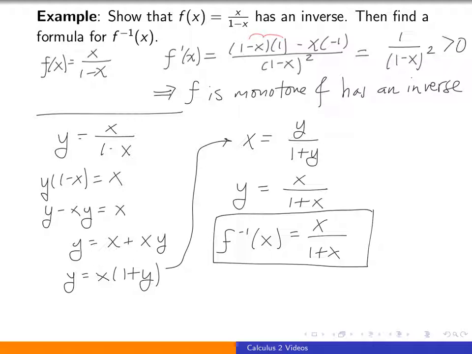So in summary, if a function is monotone, that would mean that, say here in this case, its derivative is always positive, so increasing, or its derivative, as in the first example, is always negative, which means decreasing, it will have an inverse. And since it has an inverse, we should be able to algebraically solve for it.